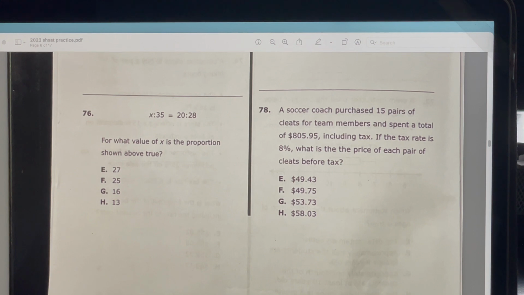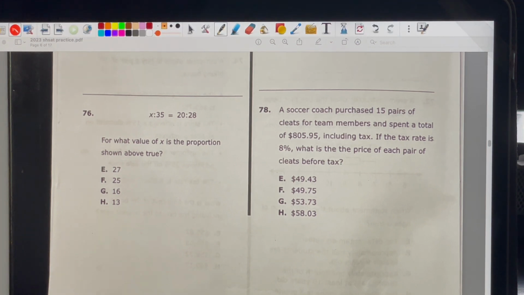Coach bought 15 pairs of shoes. He spent $805.95, including tax. The tax rate is 8%. What is the price of each pair of cleats before tax? There are different ways you can do this.